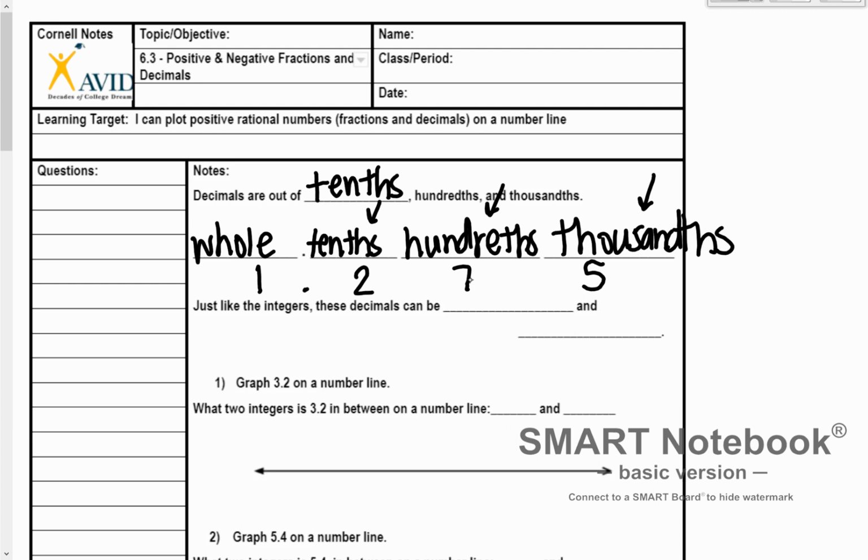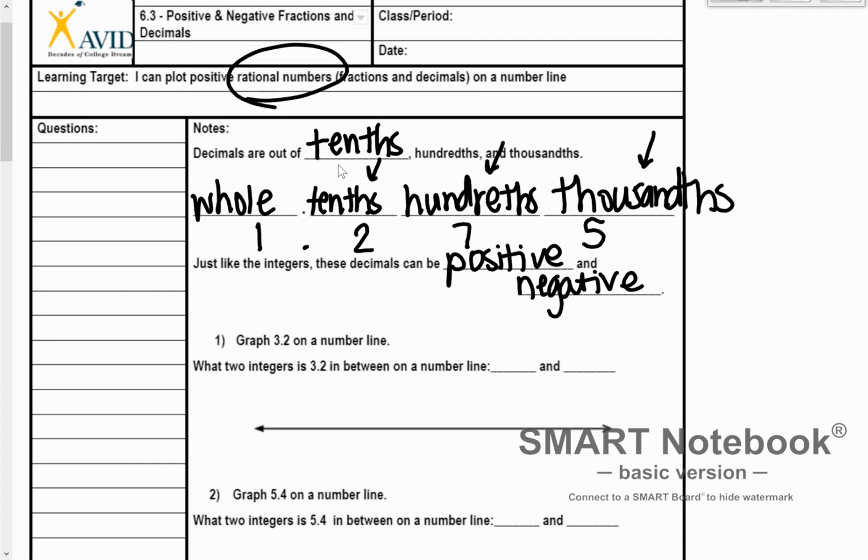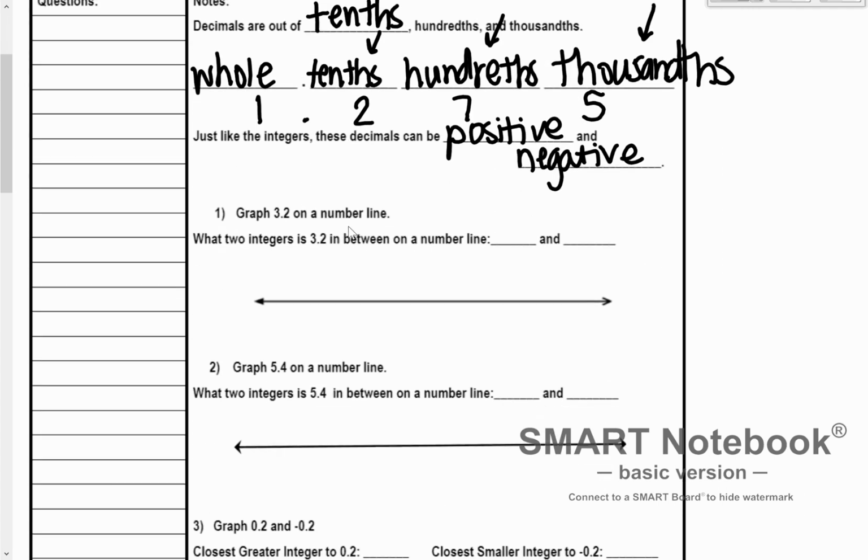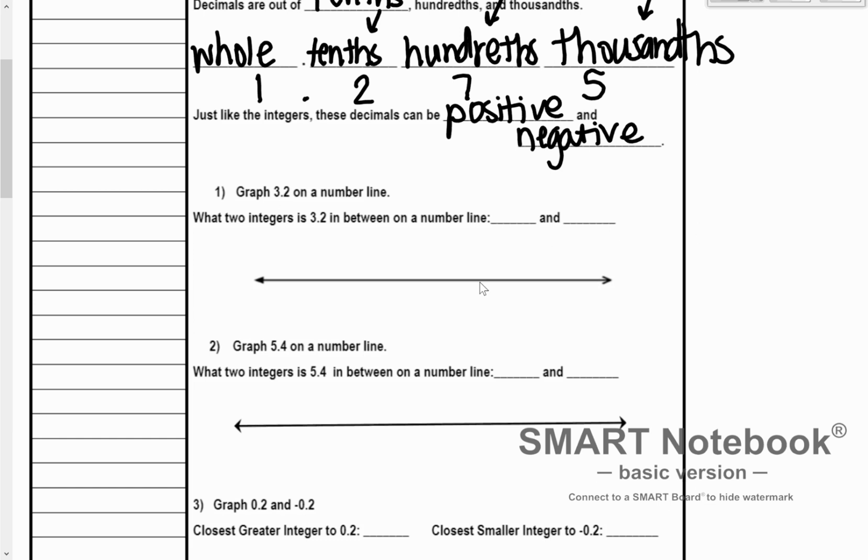Just like integers, these decimals can be positive and negative, which makes them rational numbers, which we talked about the other day. All right. Now, graphing these on a number line is going to be tough, just like how graphing fractions on a number line is tough. So take this video at your own pace. If you need to pause it, slow down, ask a question, do that, because I need you to understand how to do this. So really work at your own pace here.